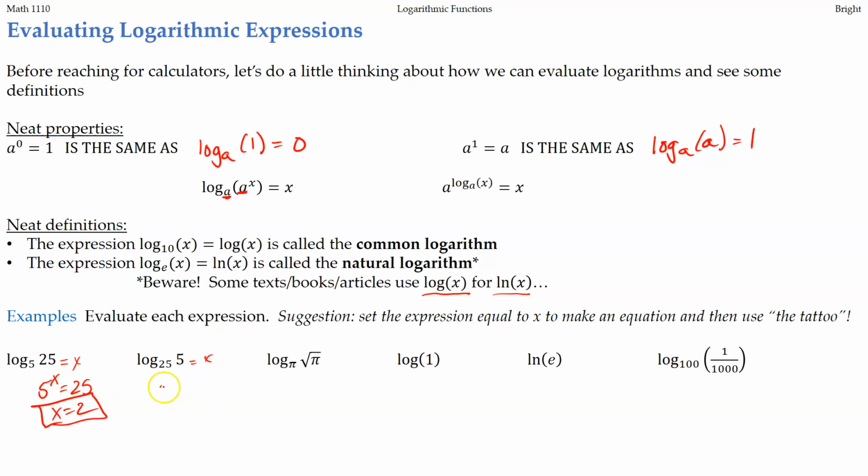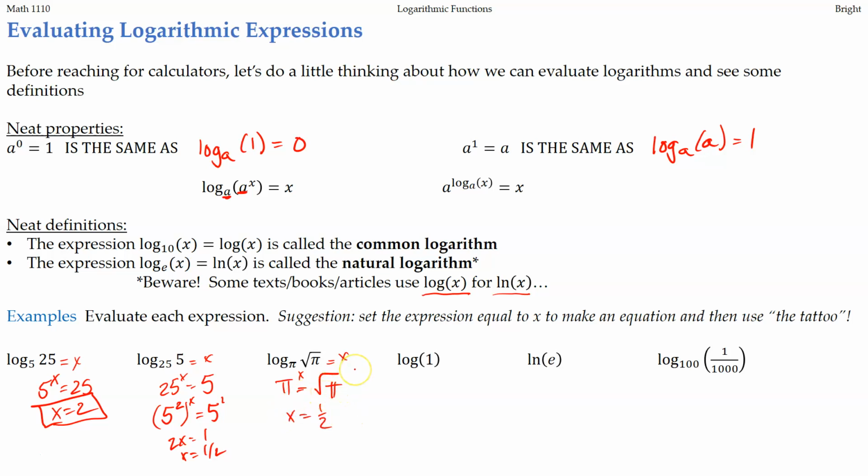And so really this is a fine final answer. This one, again, if you set it equal to x, 25 to the x is equal to 5. You can think about this for 5 seconds, or if you wanted to do what we did in section 7.1, then we get 5 to the 2 to the x is equal to 5 to the first, and then we get 2x is equal to 1, or x is equal to 1/2. The next one, I'm going to do for you, set it equal to x, so pi to the x is equal to the square root of pi, and so then x is going to be 1/2.